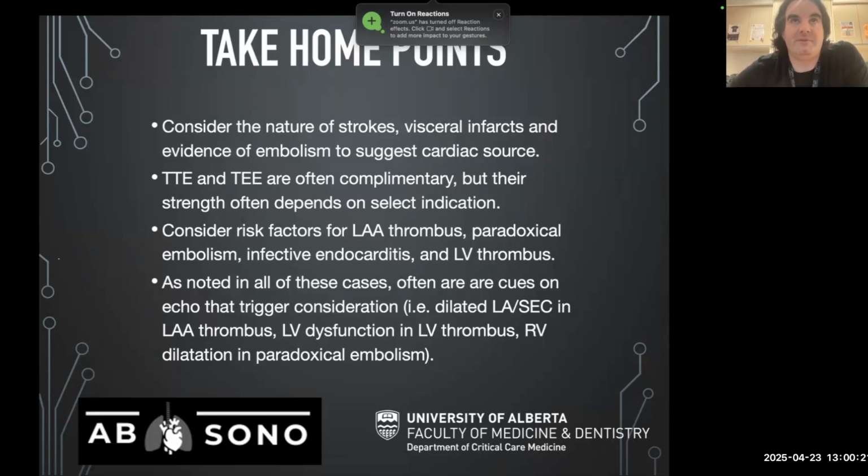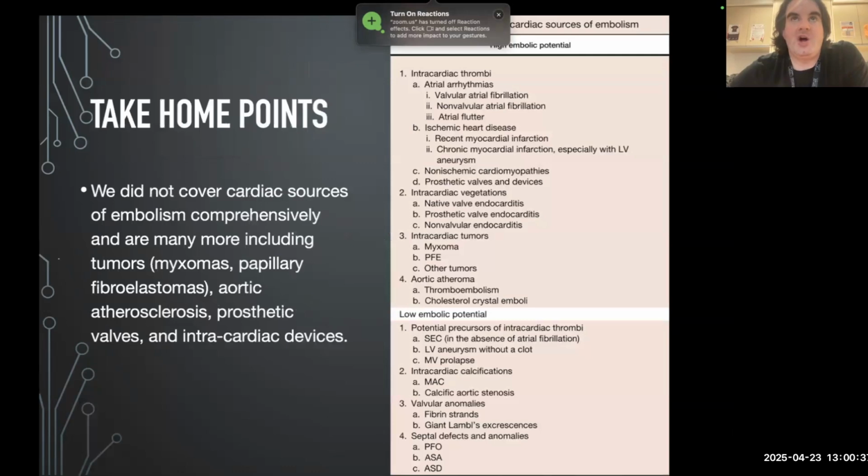For example, TEE for left atrial thrombus. In other cues, for example, a dilated left atrium, spontaneous contrast with a generously sized appendage may suggest a thrombus or risk factors for a thrombus, LV dysfunction and LV thrombus, and RV dilation and paradoxical embolism. Again, I did not cover an extensive list of things. Other things that are often talked about are cardiac masses like tumors, particularly atrial myxomas and papillary fibroelastomas. There's obviously some aortic valve disease and prosthetic valves and intracardiac devices that I didn't cover as well.